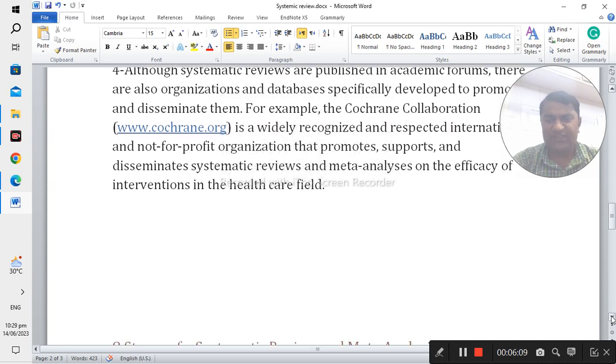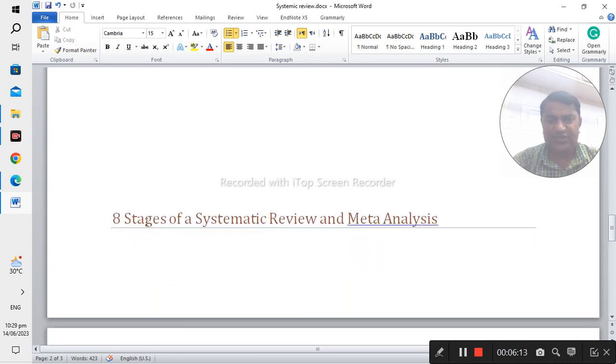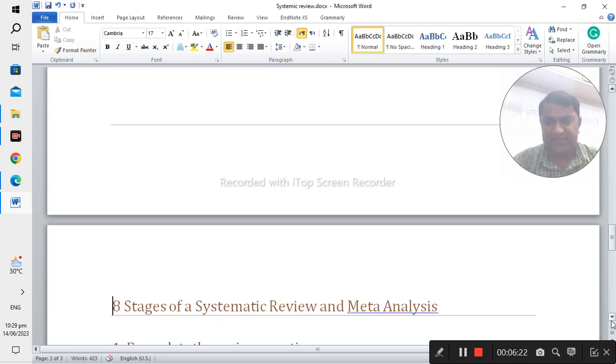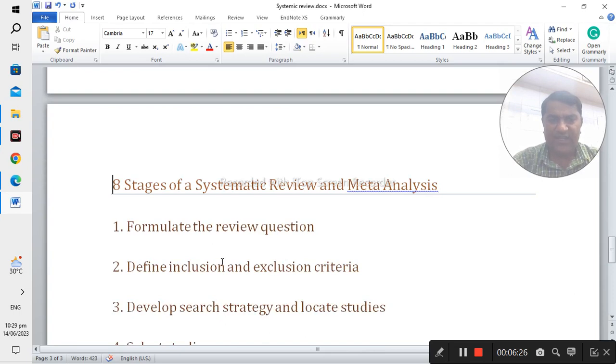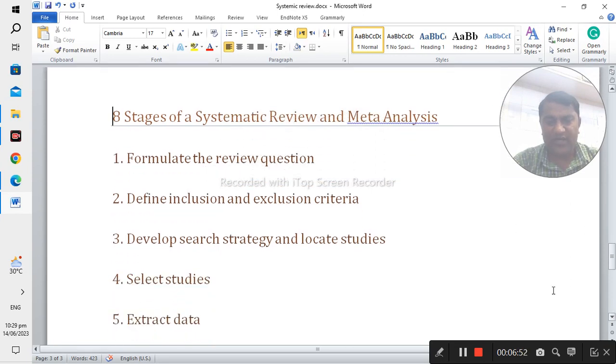Next are the most important points related to systemic reviews, and you can see the 8 most important points here. The first one is to formulate the review question. This is important because on the basis of this review question you can decide which studies are important and which are not important to write a systemic review. Define the inclusion and exclusion criteria, and then you should decide which study is important. Develop the search strategy and locate the studies.